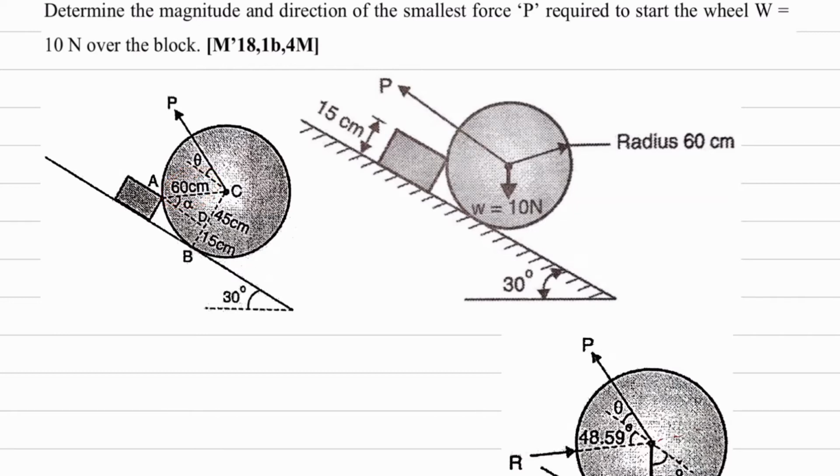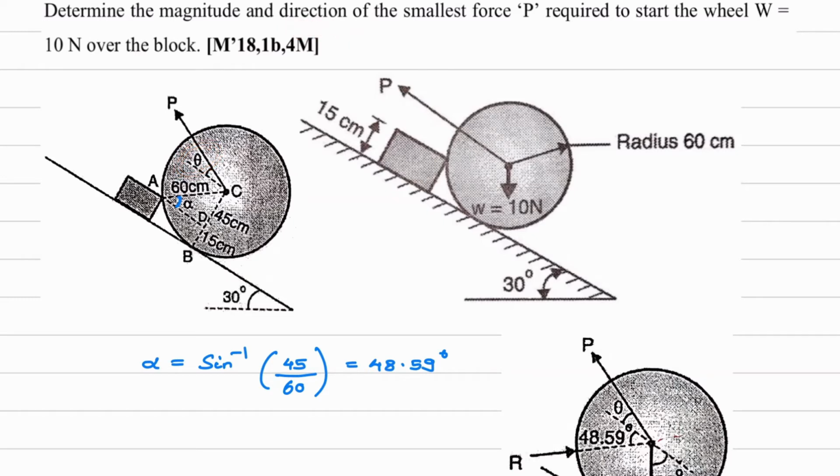So alpha we can calculate, which is equal to sin inverse of the opposite side 45 upon the hypotenuse 60. So from here I can calculate alpha, which is 48.59 degree. So this alpha angle we have calculated now. Now after calculating angle alpha, what is asked in the question, we have to basically calculate the smallest force P and its direction, means we have to calculate theta.